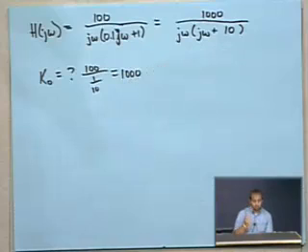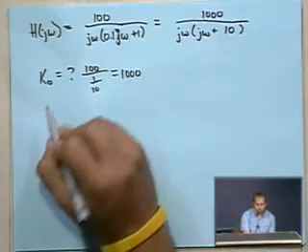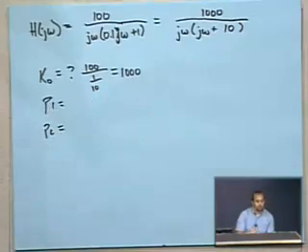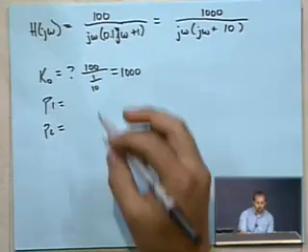So do we have any zero frequencies? No zeros. We've got two pole frequencies. What are the pole frequencies? 0 and 10.